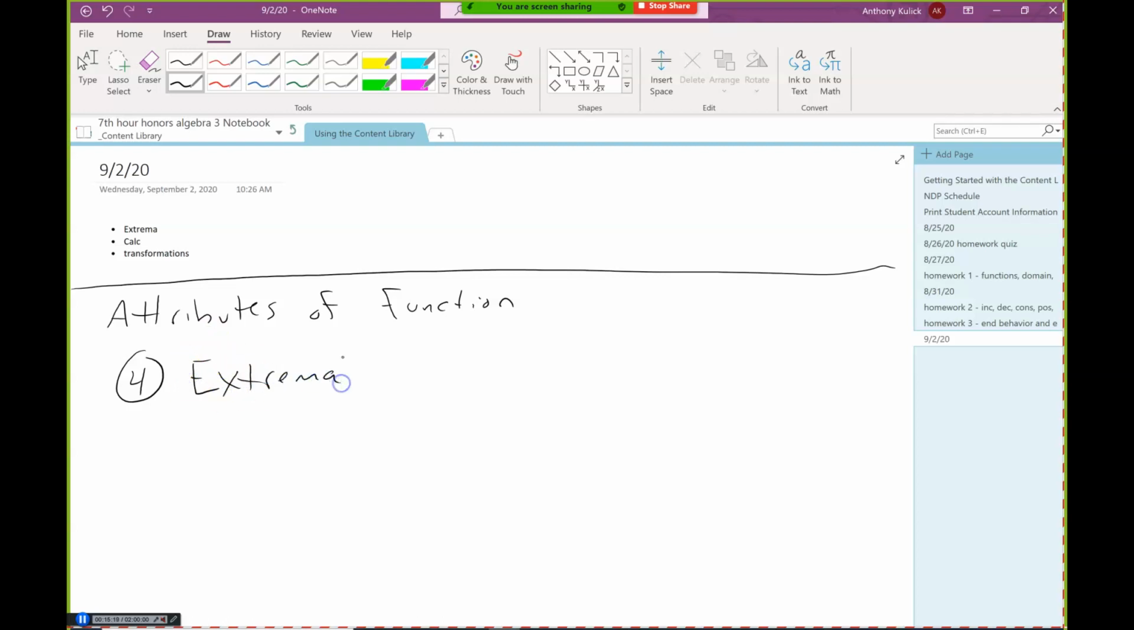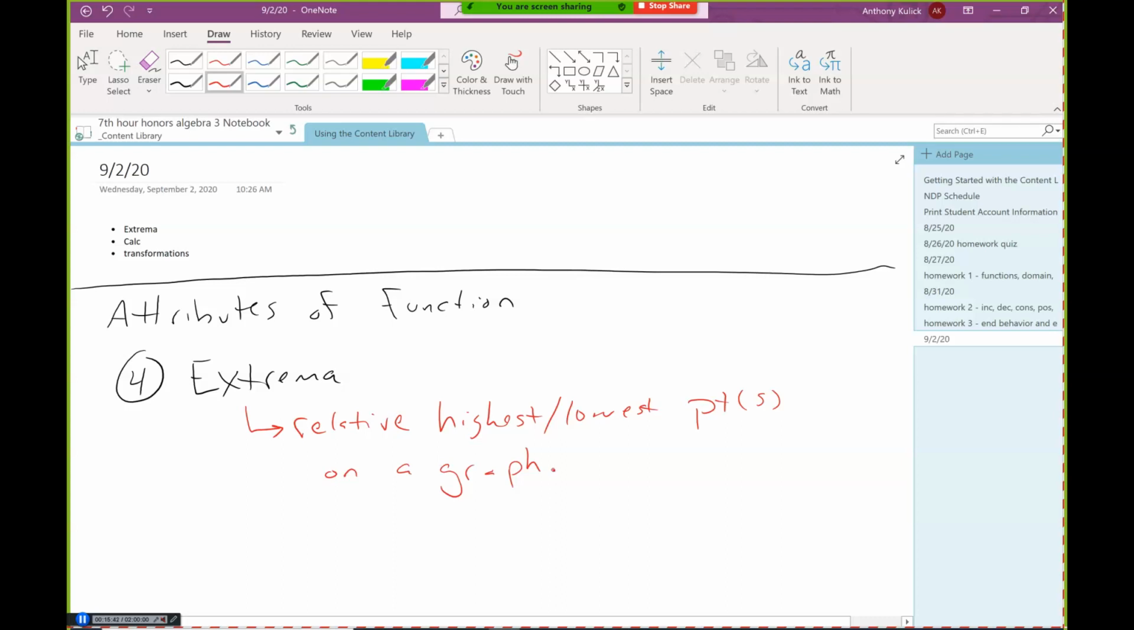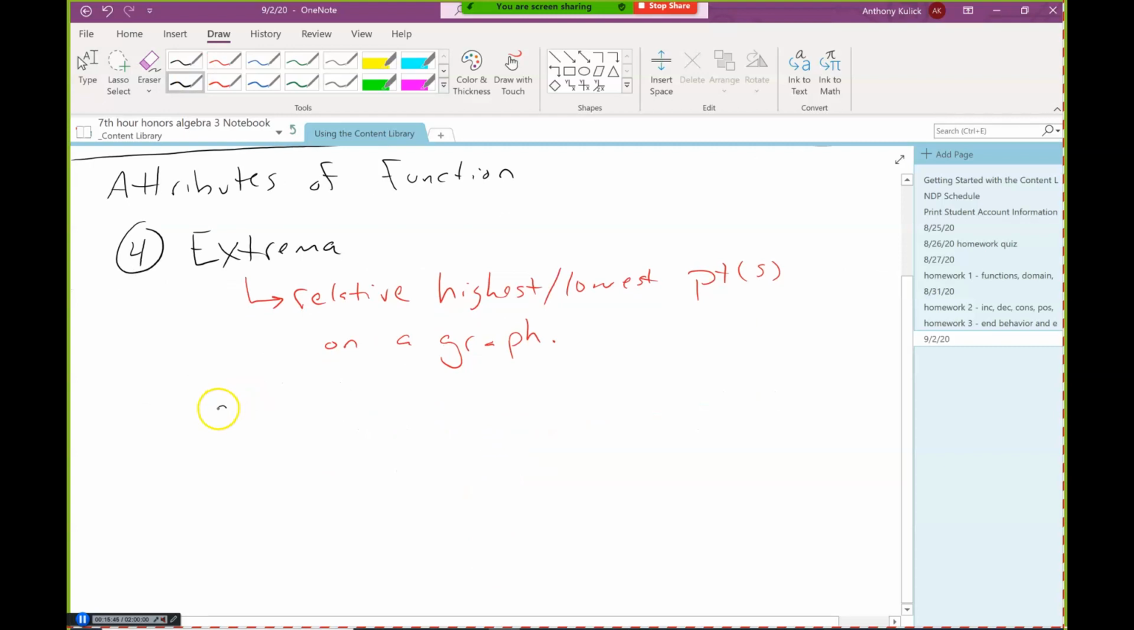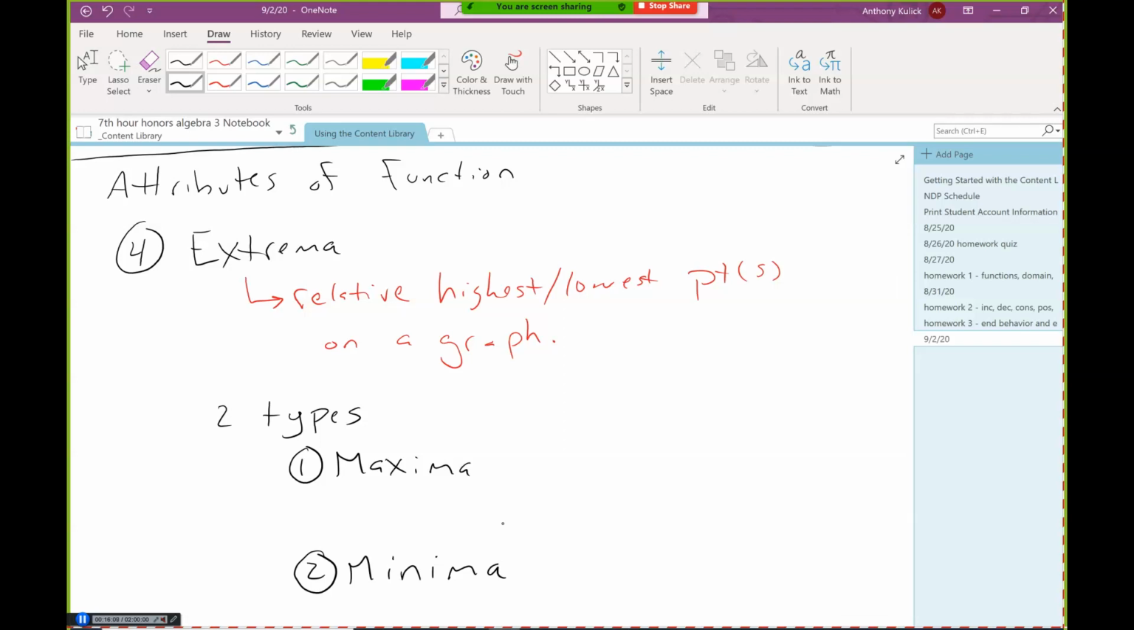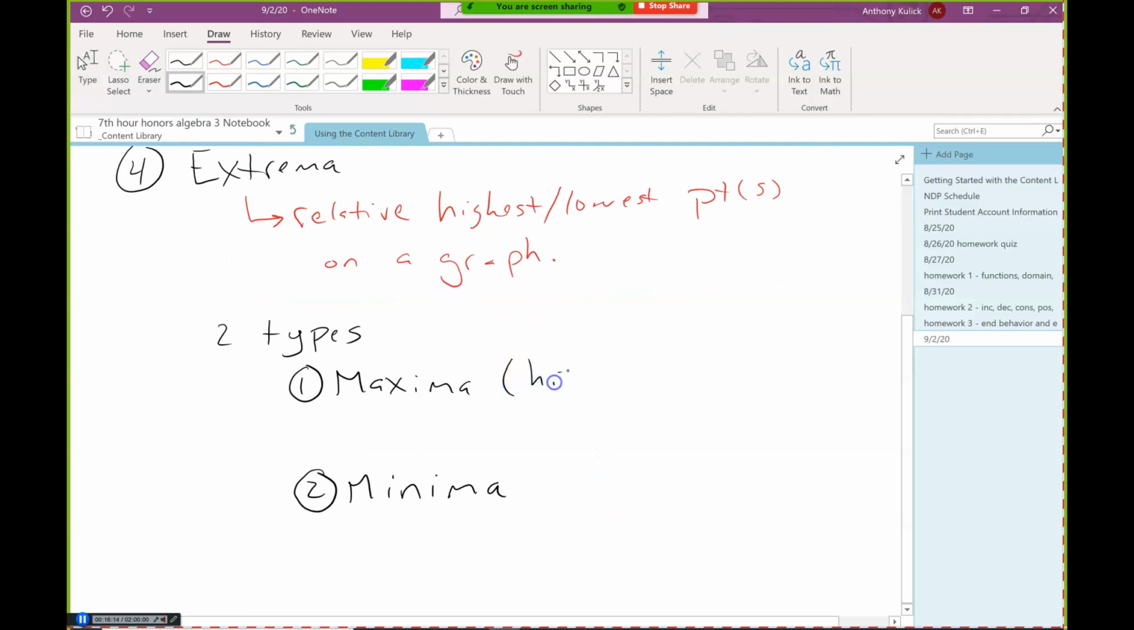So this next attribute is called extrema. And the extrema are just the relative highest or lowest points on a graph. So there are 2 types of extrema. One type is maxima. Maxima is just the plural for the word maximum. And the other type is minima, which is just the plural for the word minimum. Maxima are the highest, and minima are the lowest points, respectively.